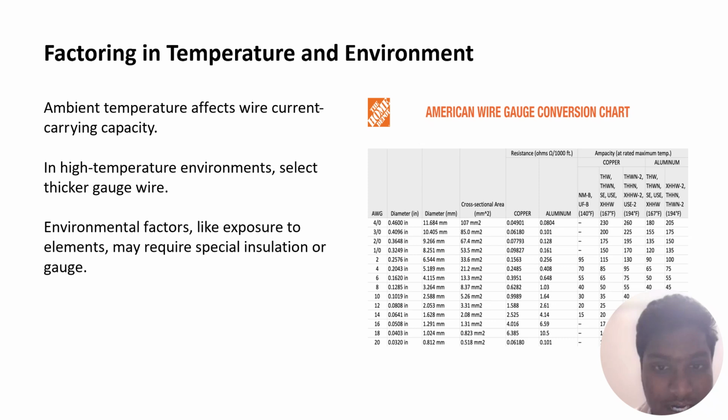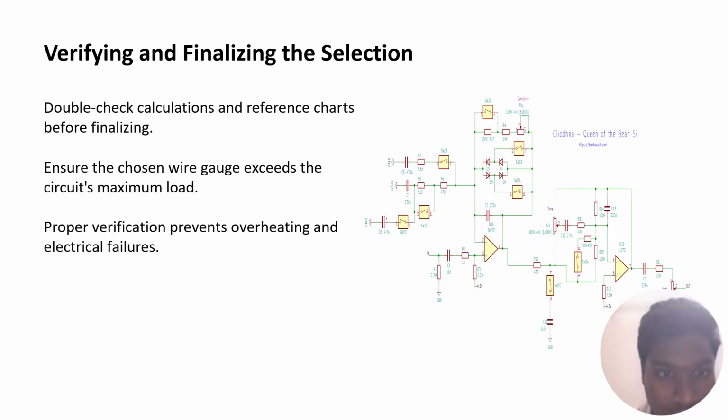Factoring in temperature and environment. Ambient temperature affects wire current carrying capacity. In high temperature environments, select a thicker gauge wire. Environmental factors like exposure to elements may require special insulation or gauge. Double check calculations and reference charts before finalizing.